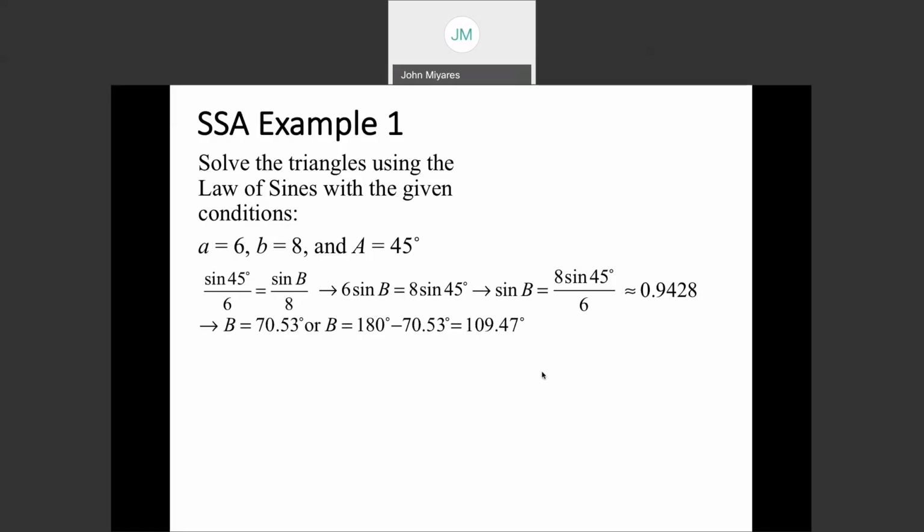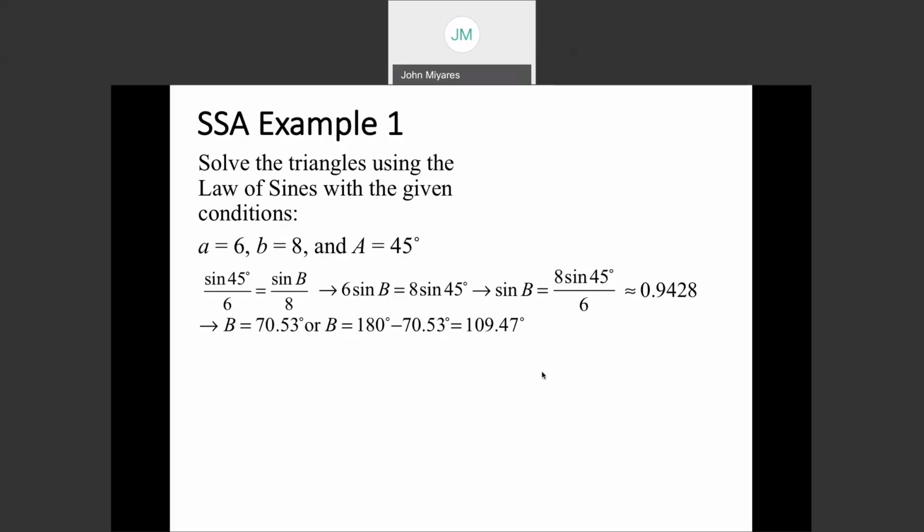However, we need to recognize that angle B could possibly also be obtuse and have the same sine value. So we'll look for its supplement to get angle B also, and that would be 109.47 degrees.